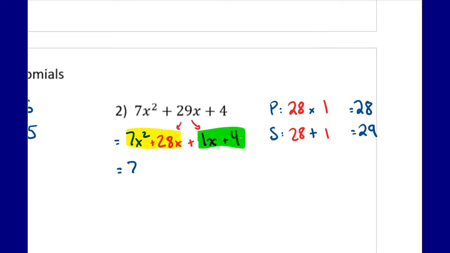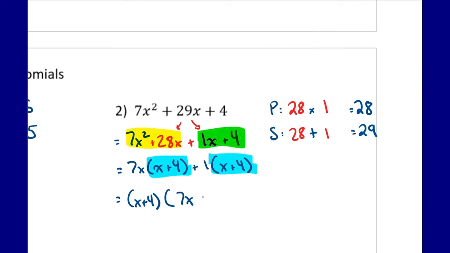So I can factor out a 7x in the first one. I'm left with x plus 4. And the second one, again, there's nothing else I can really factor. I could factor out a 1 maybe, just so I can put the second part into brackets. I should find that I have the brackets that are in common. I can factor those out. X plus 4 comes out. What's left over, 7x plus 1, is the second bracket.